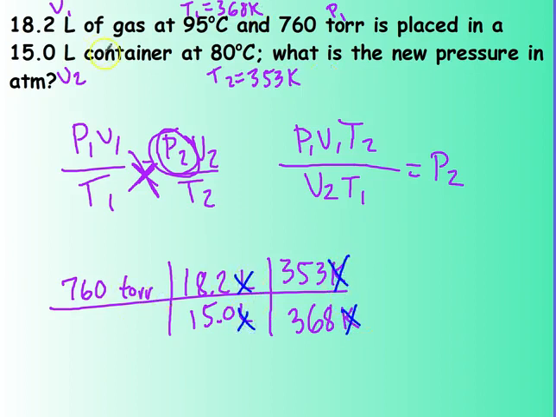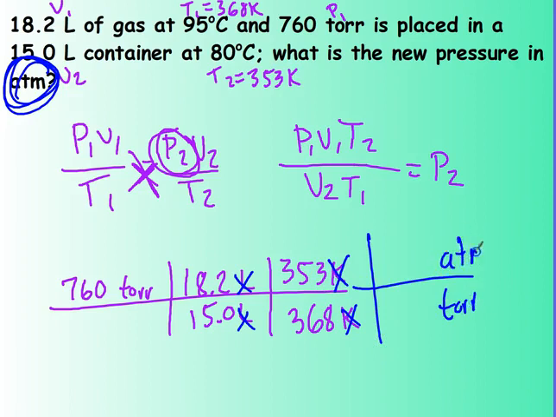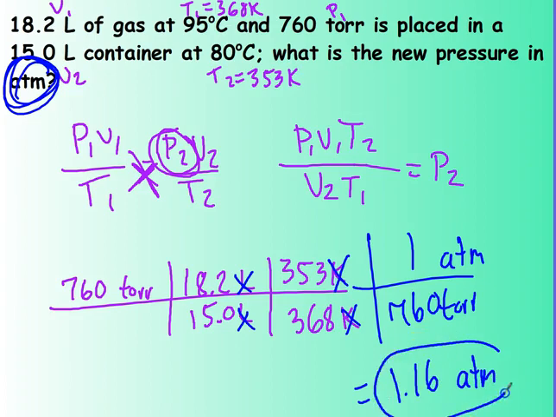My answer's in torr, but they say specifically they want the answer in ATM, so you should have done one more step. Torr to ATM. 1 ATM is equal to 760 torr. Now I can plug it into the calculator. 760 times 18.2 times 353 divided by 15 divided by 368 divided by 760, and I got 1.1616 ATM, and there's my answer right there.